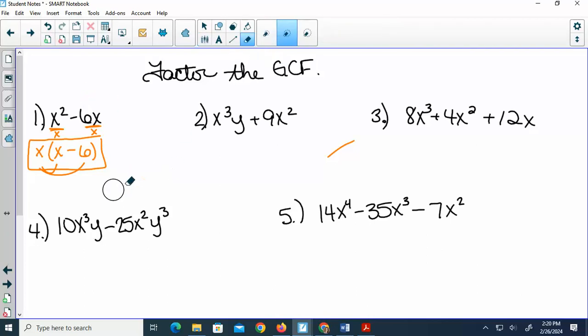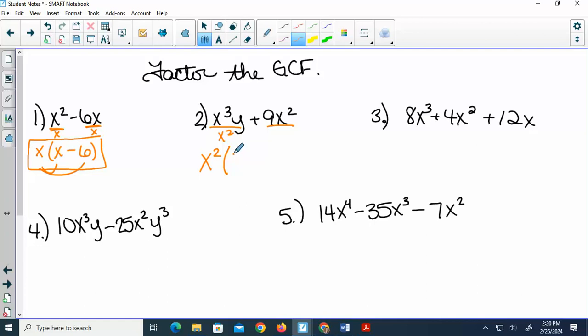Alright, so number 2. I have two terms. What do they both have? X to the second. You have to take out the smaller exponent. So when we divide that, x to the third divided by x to the second, if you subtract those exponents, that just leaves you with 1x, and we have the y. On this one, those x squareds will cancel, and it's just the 9.